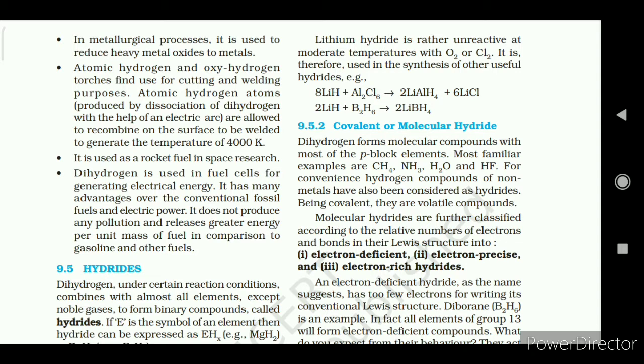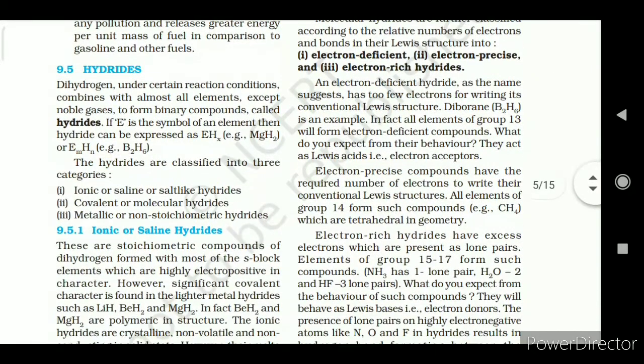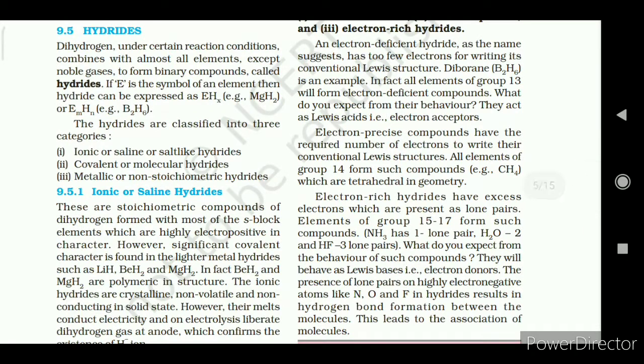9.5 Hydrides. Dihydrogen under certain reaction conditions combines with almost all elements except noble gases to form binary compounds called hydrides. If E is the symbol of an element, then hydride can be expressed as EHx or EmHn. These hydrides are classified into 3 categories. Number 1, ionic or saline or salt-like hydrides. Number 2, covalent or molecular hydrides. Number 3, metallic or non-stoichiometric hydrides.